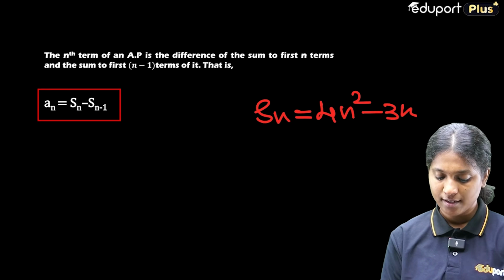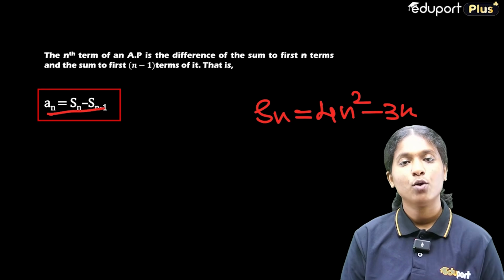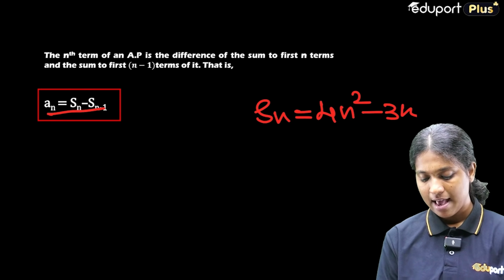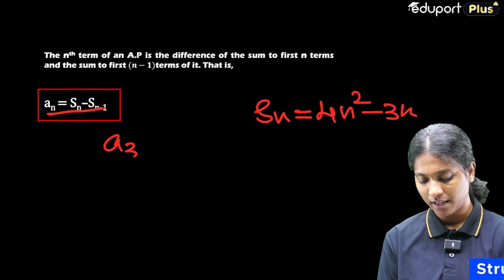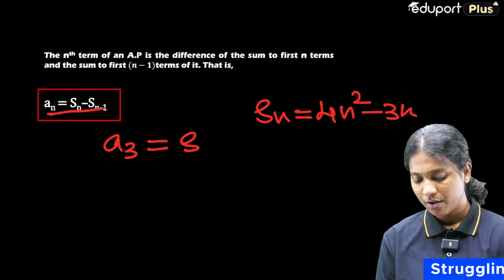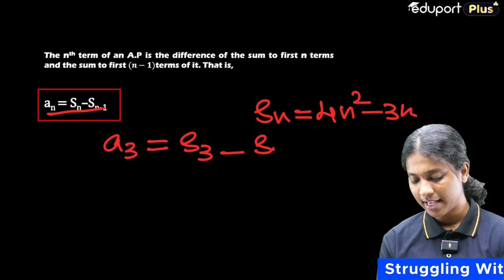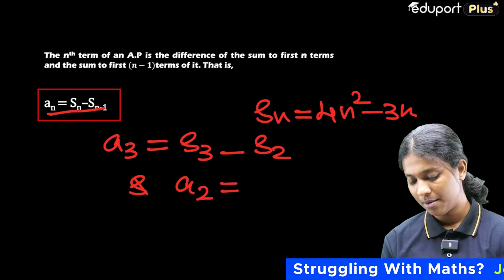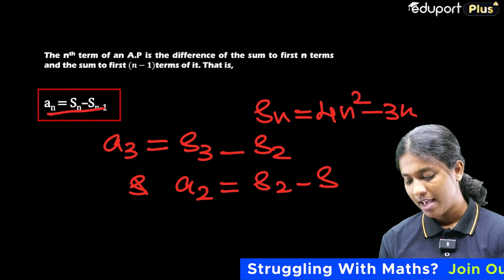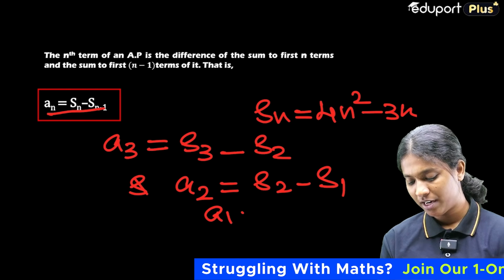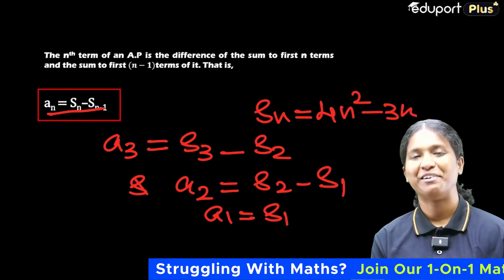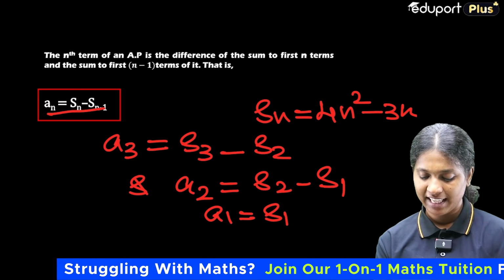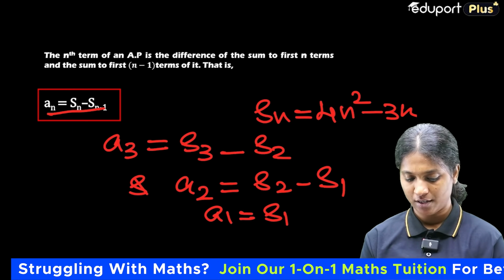So, you have to understand this concept: an is equal to Sn minus Sn minus 1. So, A3 is nothing but S3 minus S2, and A2 is nothing but S2 minus S1. So, what will be A1? A1 is nothing but S1. So, this is very important, you have to note that.